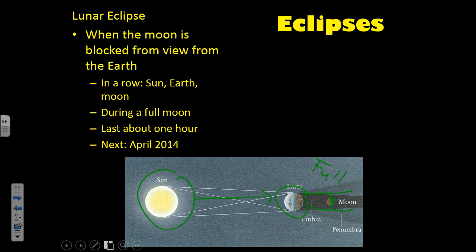The next one that we're going to have is April 15th, 2014. That's tax day. It lasts about an hour. The reason why it lasts an hour is that the earth casts a much larger shadow than the moon does, and so there's a good chance that the moon will end up in that shadow.